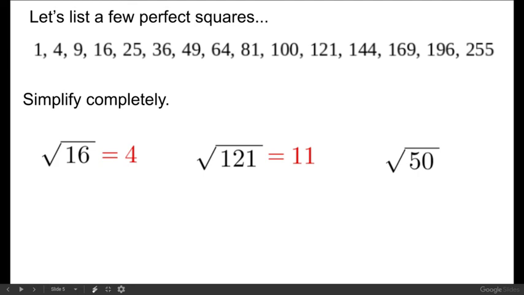Now, what if I asked you the square root of 50? Is 50 a perfect square? Do I see 50 up here on my list? No, I don't. 50 is not a perfect square. It's going to be in between these numbers somehow. So that's what we have to refresh our memory on. Do you remember how to break down a radical that's not a perfect square?